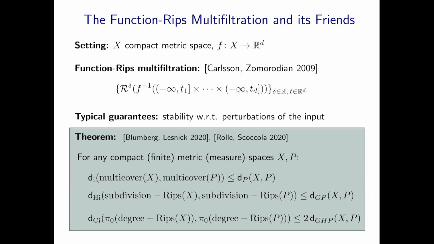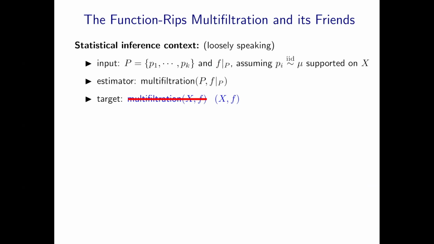So now today I want to take a different perspective on it. I want to consider these multifiltrations in the context of statistical inference. So suppose my data is not arbitrary. My data are coming from some statistical process. Okay, so I have some measure, mu, that I don't know, that's supported on a compact set X.